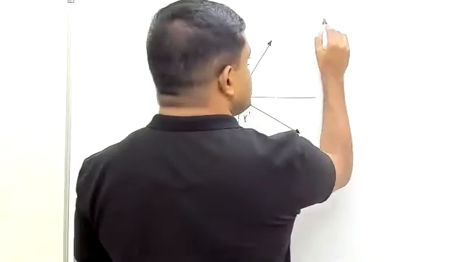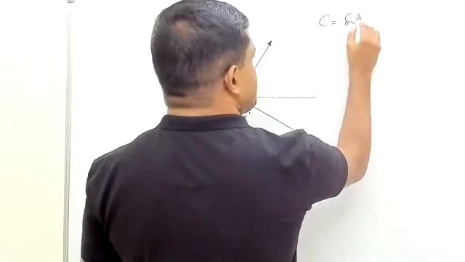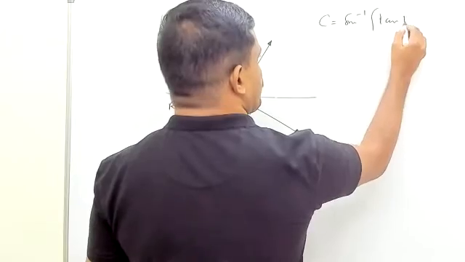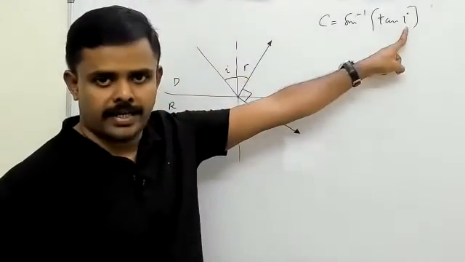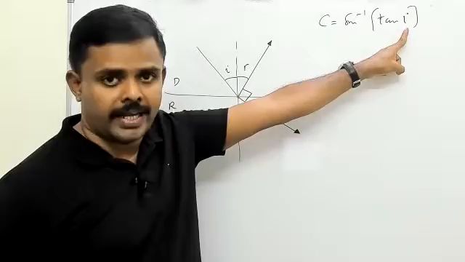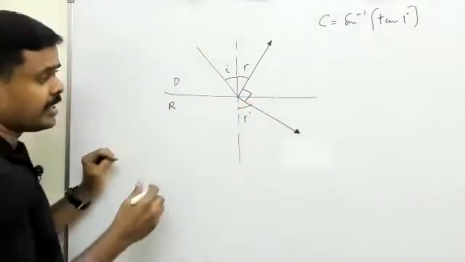I need to prove that the critical angle is sine inverse tan I. So keep one thing in mind: I'll need I there. So let us see this.